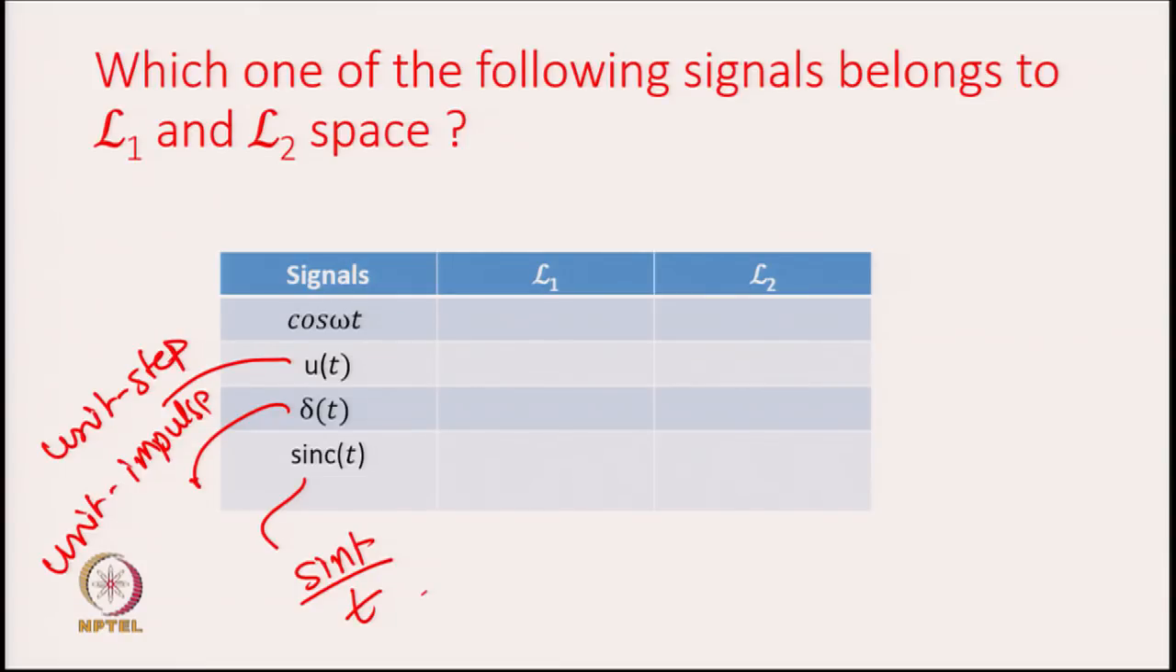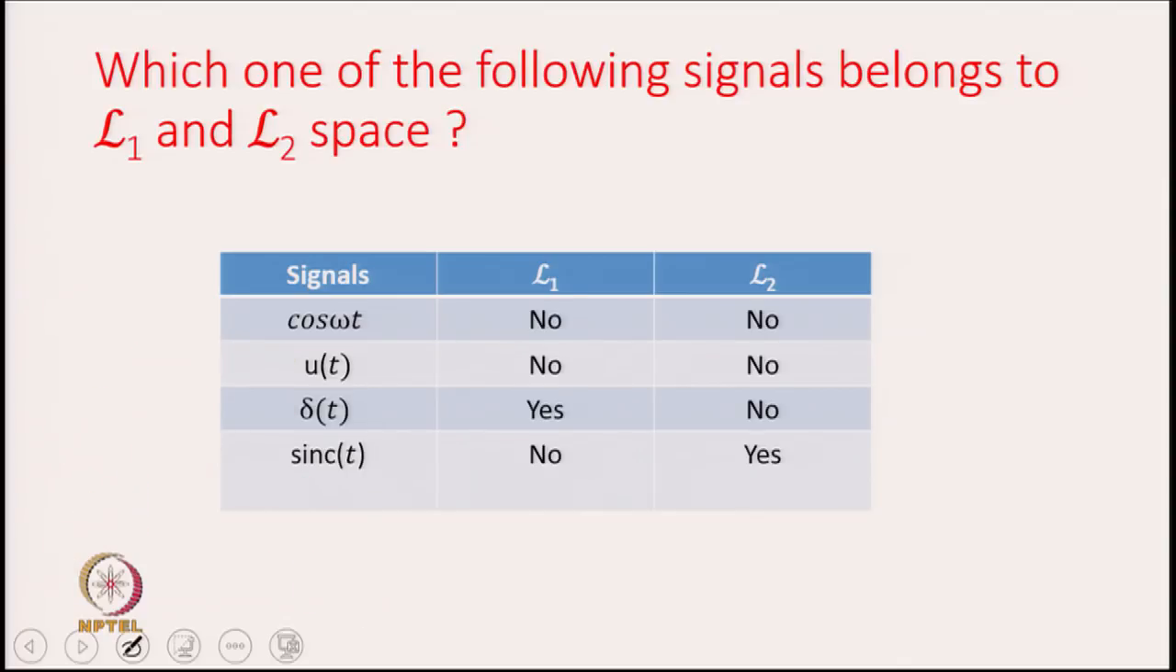Now, let us look at them one by one. So, let us start with cos omega t. Cos omega t, you can see, is neither L1 nor L2, unit step is neither L1 nor L2, unit impulse is L1 but it is not L2, sin t is not L1 but it is L2.